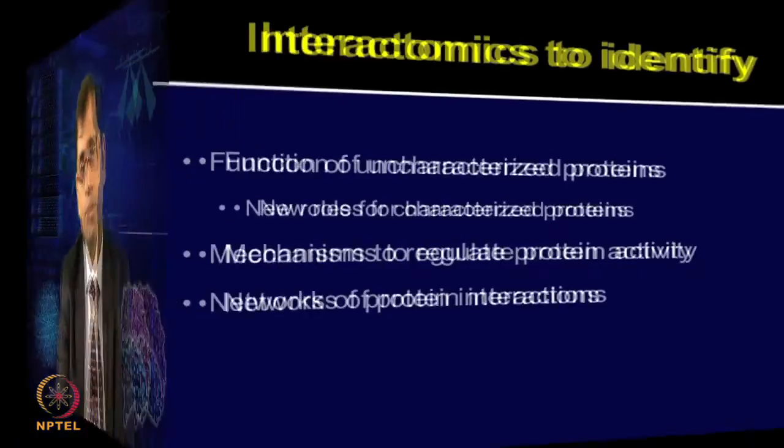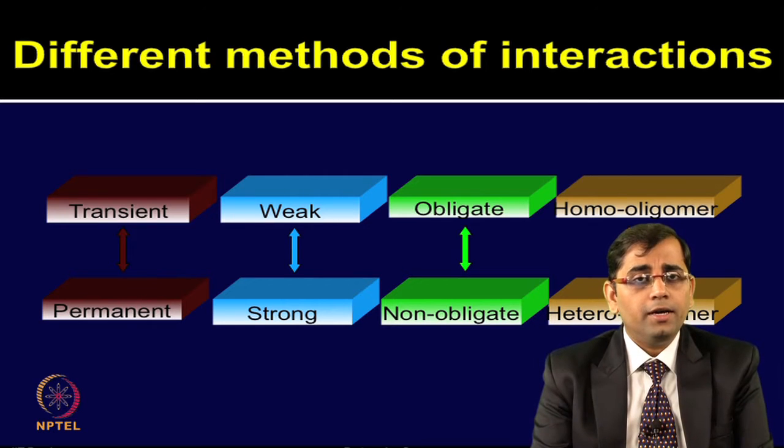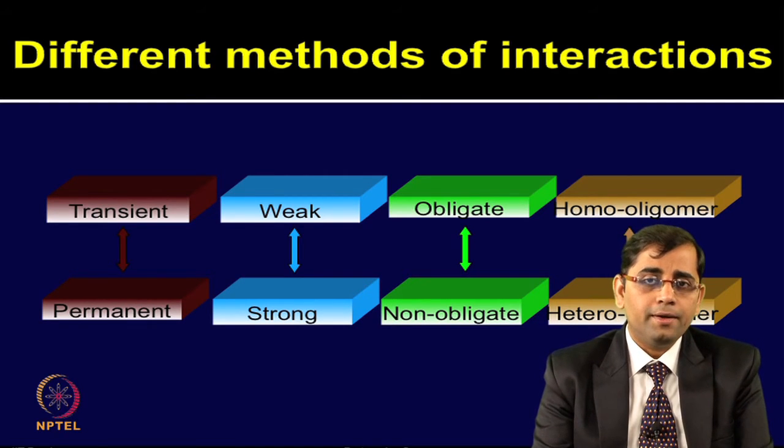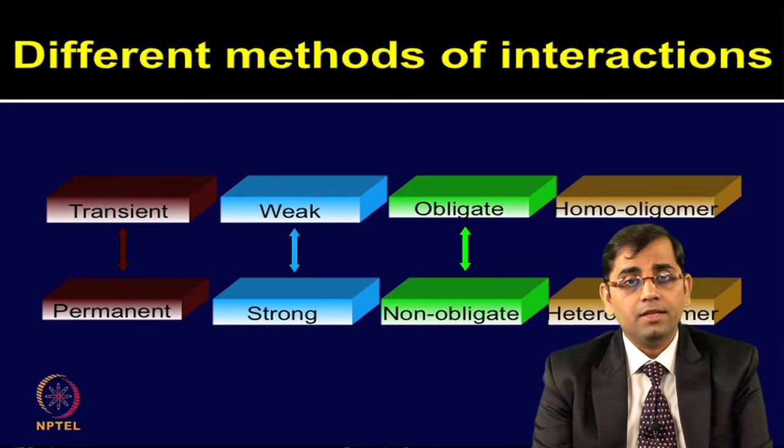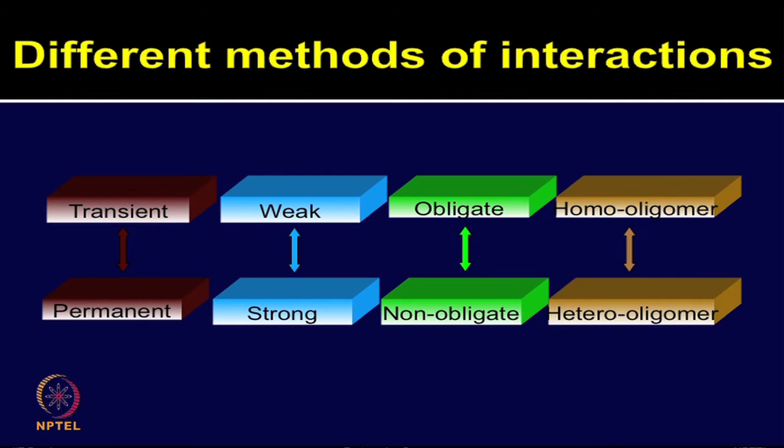The physical and chemical nature of these interactions are varied. There are a few interactions which are very transient, that is, they would last for a very short duration, while there could be other interactions which could be permanent. A few interactions are weak, whereas other interactions could be very strong. These characteristics significantly affect the activity of proteins and the signals which they trigger.